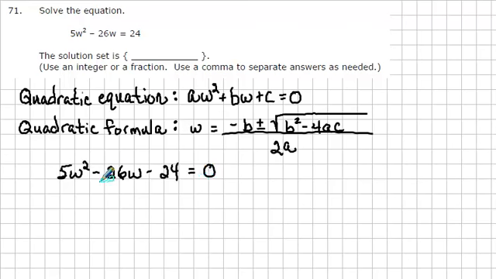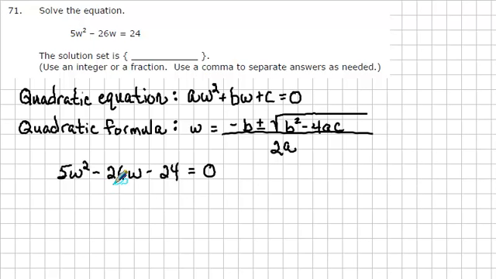One method would be to try and factor. 5 only has two factors, 1 and 5. However, 24 has many different factors, 1, 2, 3, 4, 6, 8, 12, and 24. So if we try the method of factoring, we might get lucky and be able to factor on our first attempt. However, we might try and try again, and it might be a rather inefficient method. So what I'm going to do is to use the quadratic formula.